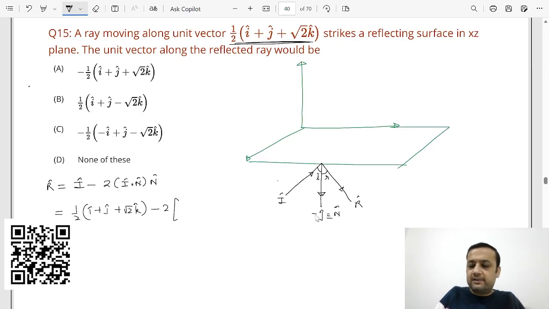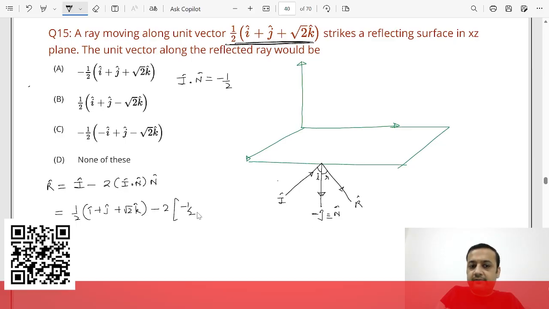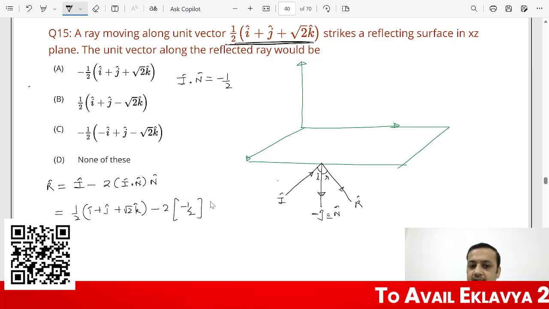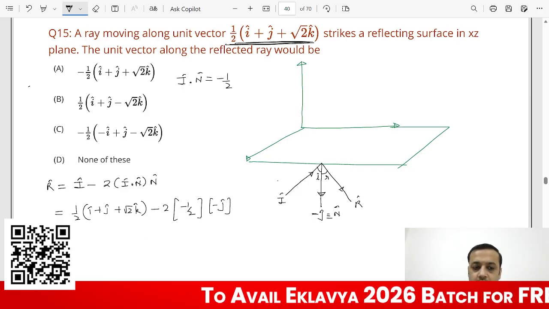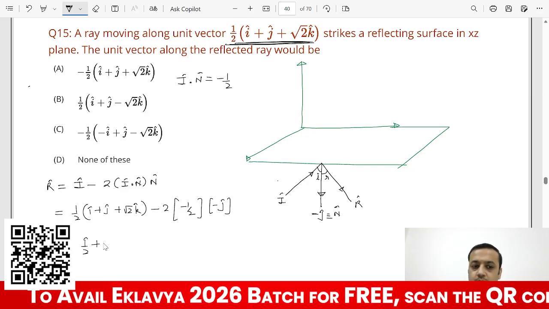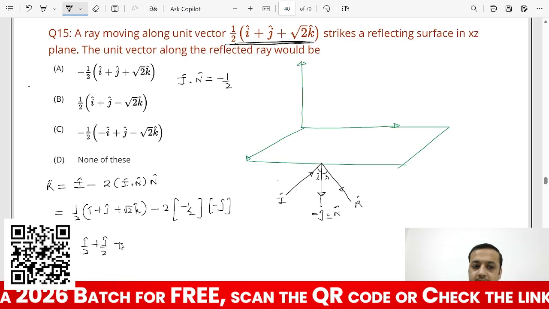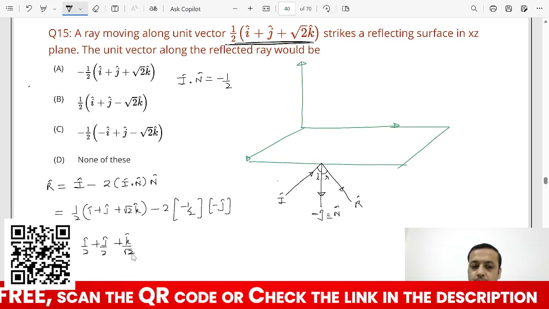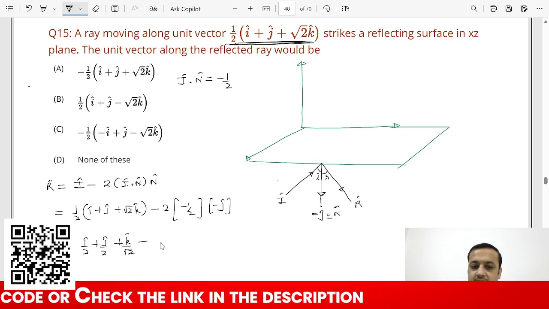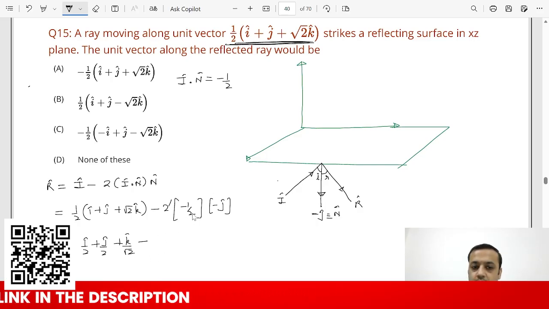Now if you do the dot product with the minus j, so look, i dot n. This is the i thing, and this is minus j. If you do the dot product, minus 1 into plus half will become minus half, because half into 1 is the j cap component, and here it is minus 1. That means we will get minus half into n cap, and n cap is minus j cap. So what we get from here is i cap by 2 plus j cap by 2 plus k cap by root 2. And here we have got 3 minuses, so it will be minus, and 2 into 2 will be 2 and 2 will get cancelled.